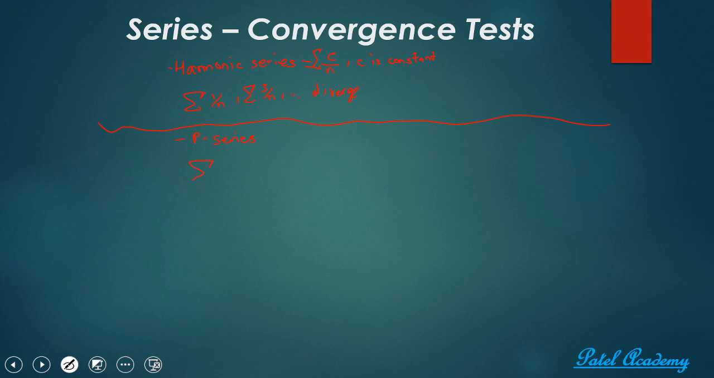And these are of the form the sum of 1 over n to the power of p. So what does the p-series test say? Well, if p is greater than 1, the series will converge. If p is less than or equal to 1, 1 being this harmonic series case, this will diverge.